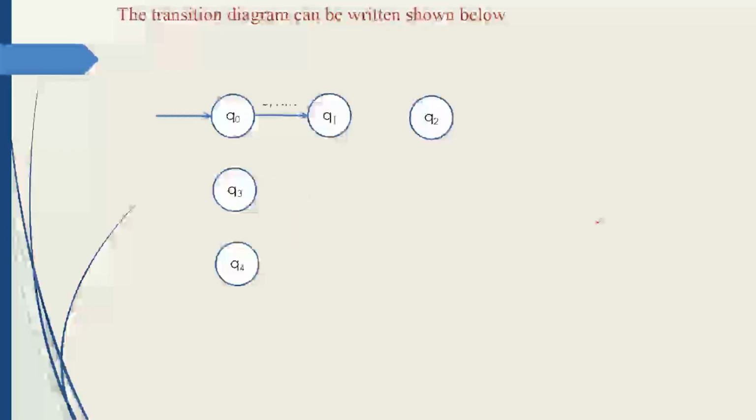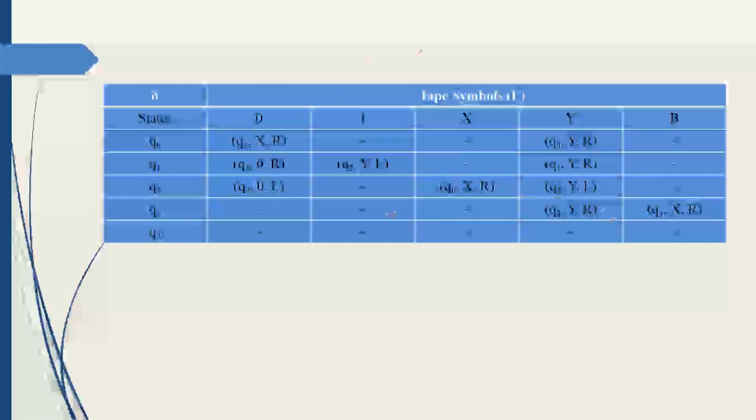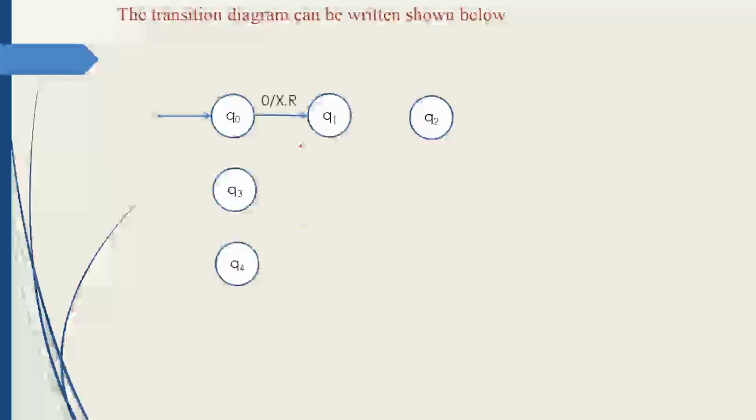So Q0 is the start state. Q0 on 0. See, if you check the things defined in the transition table, just check it out. Q0 on 0, what does it indicate? Q1 XR means it has to go to the state Q1, 0 has to be replaced by X and move the cursor to the right direction. Input is X, move the cursor to the right direction.